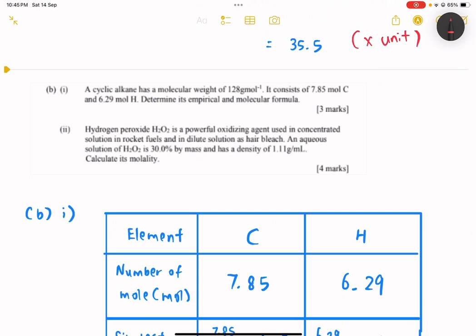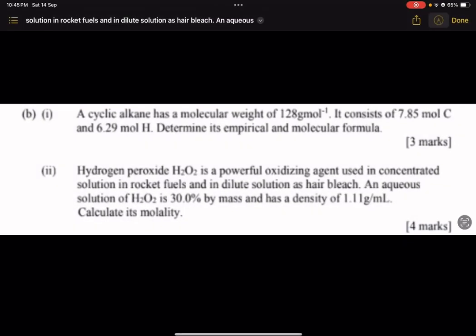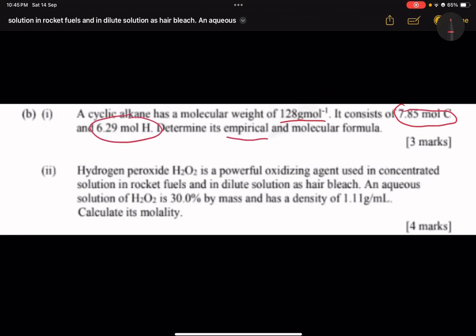A cyclic alkane has a molecular weight of 128 gram per mole. It consists of 7.58 mole C and 6.29 mole H. Determine the empirical and molecular formula. So this alkane has C and H components only, but we don't actually know how to write the formula, whether it's 1, 2 or 3, we don't know. So we have to find the empirical formula, and after that we find the molecular formula.